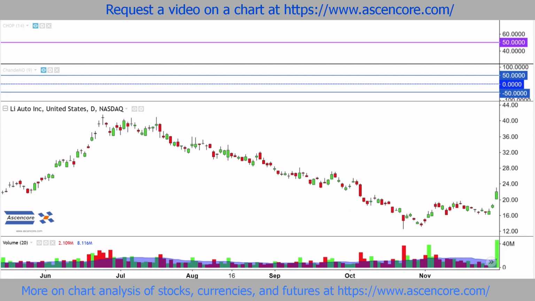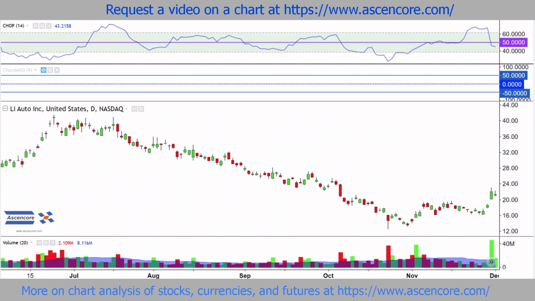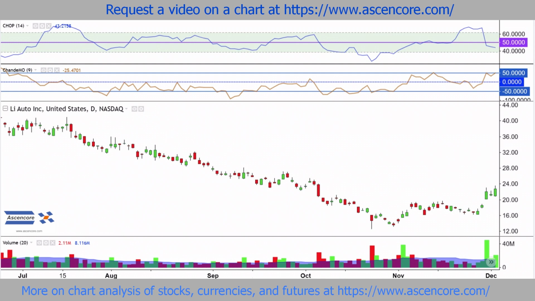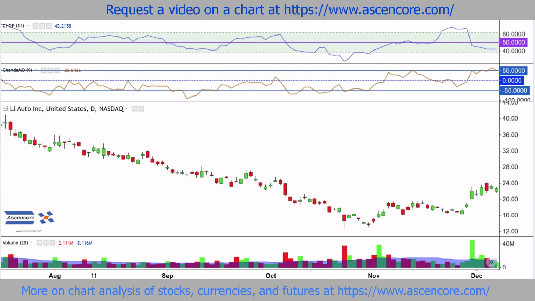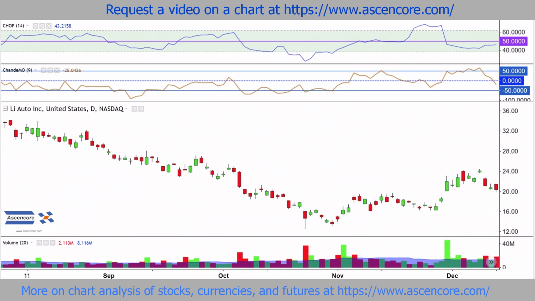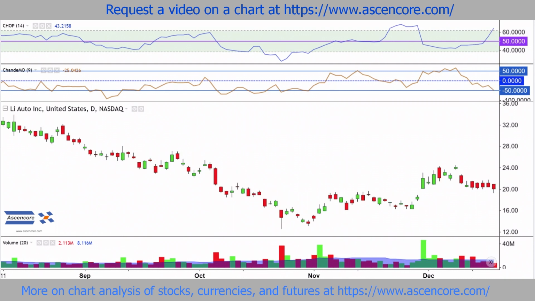Since I've already produced series on the Chandy Momentum Oscillator and the Choppiness Index Indicator, I won't be covering them in great detail here. The main feature of interest here is the convergence of these two indicators towards each other for a relatively short time, followed by their divergence back away from each other.